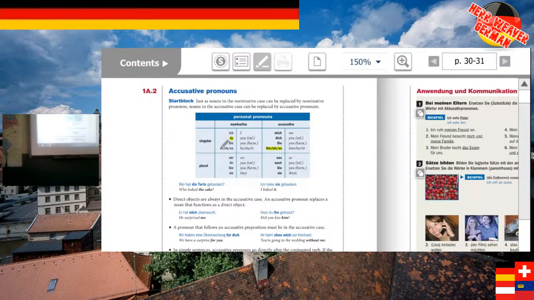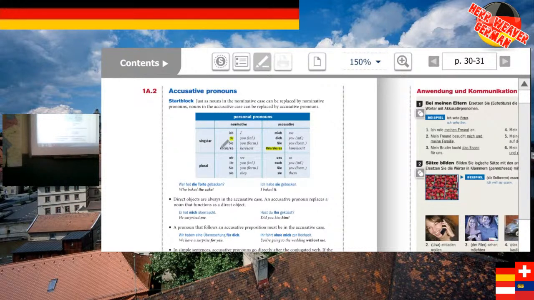That's the only pronoun that changes in the accusative case, too. It changes to ihn, just like der changes to den. Sie stays sie, es stays es, just like das stays das in the accusative case.